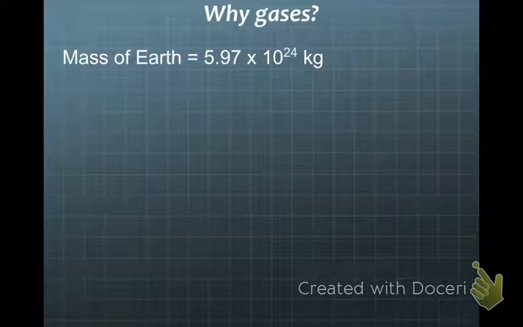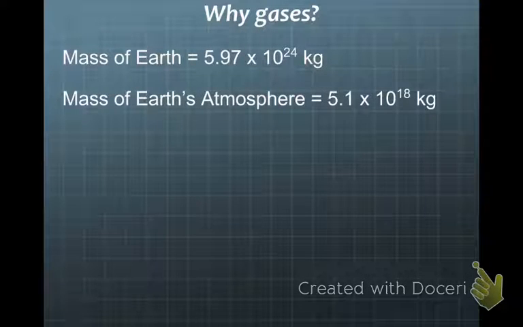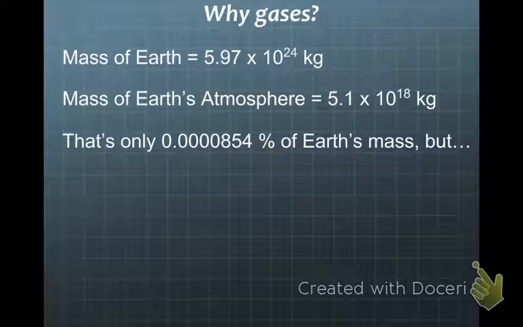Why do we want to talk about gases? Well, let's think about Earth. The mass of the Earth is 5.97 times 10 to the 24th kilograms. That's really massive. But what is Earth? What are the components of Earth? Well, the Earth's atmosphere alone is 5.1 times 10 to the 18th kilograms.